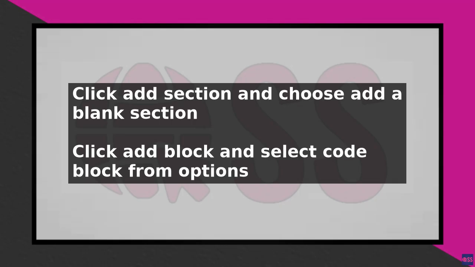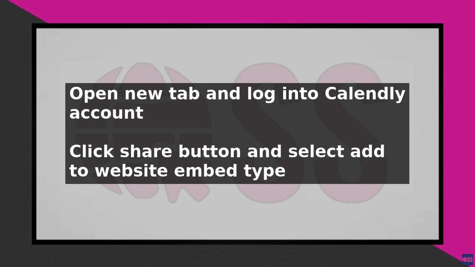Within this new section, click Add Block and select the code block from the list of options. Adjust the placement of the code block as needed. Next, open a new tab and log into your Calendly account.